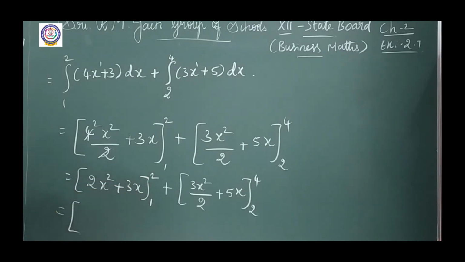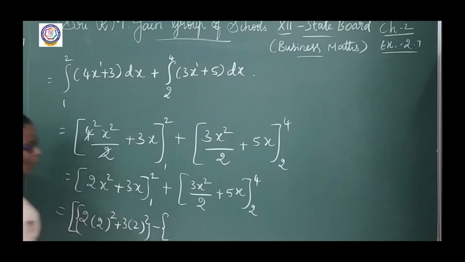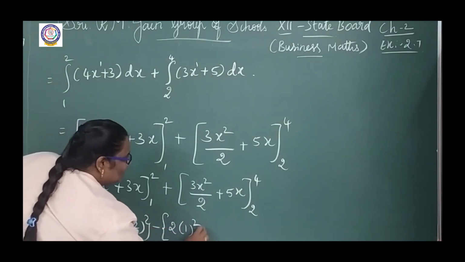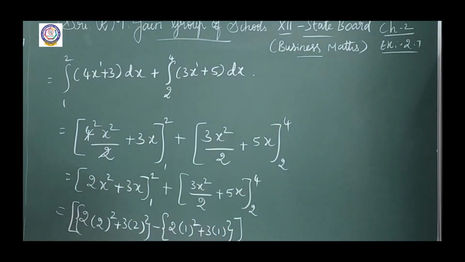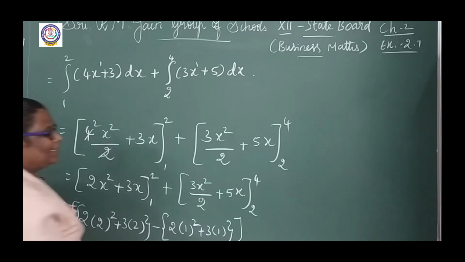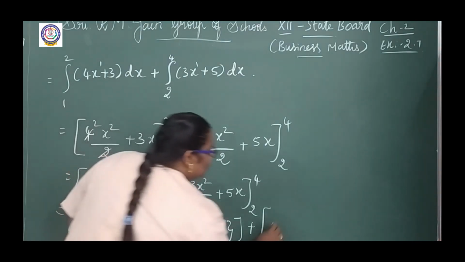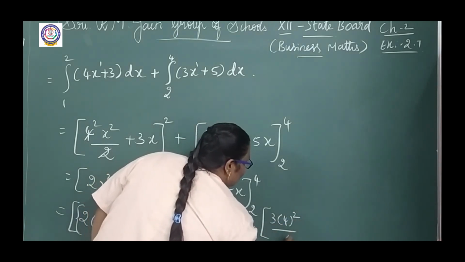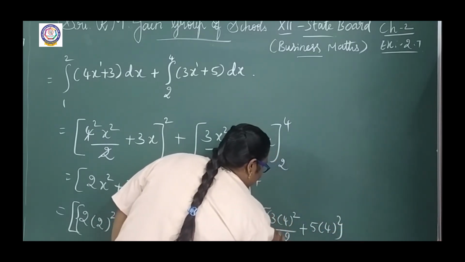What is the upper limit? 2. So, 2 into 2 square plus 3 into 2, upper limit minus lower limit. The lower limit here is 1: 2 into 1 square plus 3 into 1. See the next one, the same thing: substitute the upper limit. The upper limit here is 4, so 3 into 4 square by 2 plus 5 into 4.